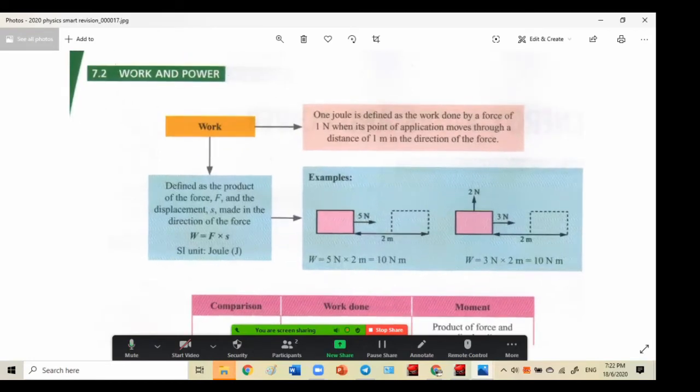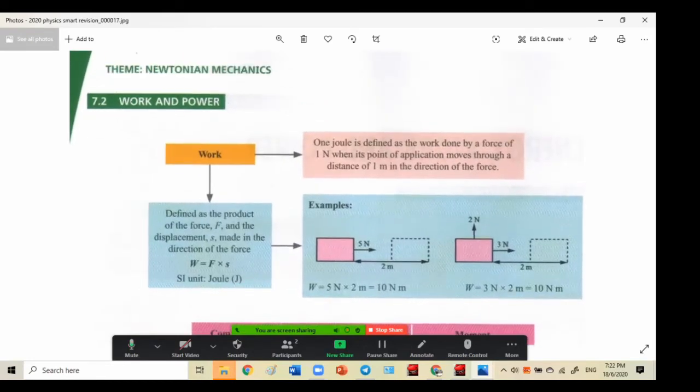So now you must know this. Work and power. Now learn this. Work. The SI unit for work is the joule. What is 1 joule? It is defined as the work done by a force of 1 Newton when its point of application moves through a distance of 1 meter in the direction of the force. 1 joule is equal to 1 Newton times 1 meter.